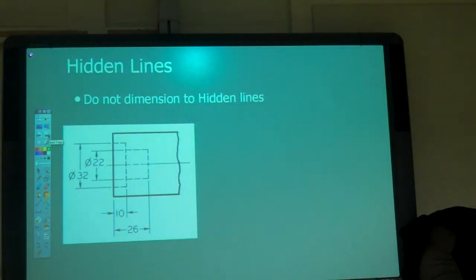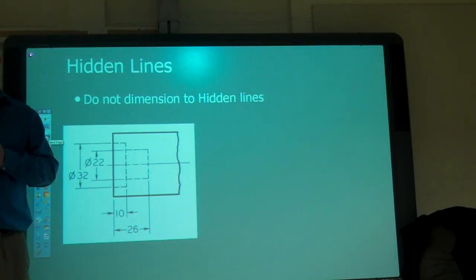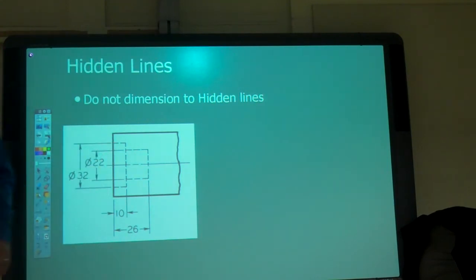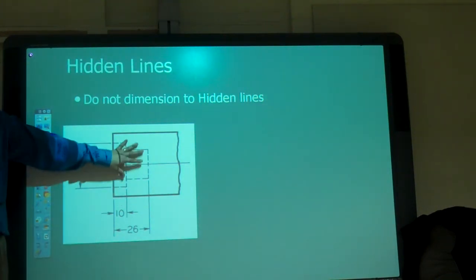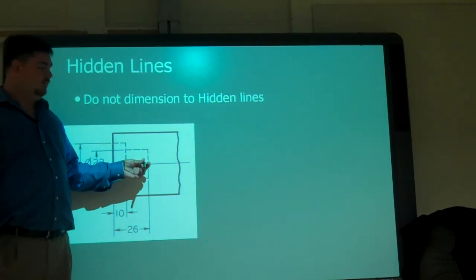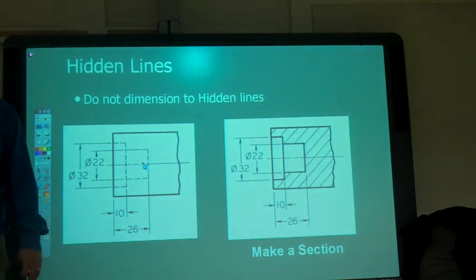So, we don't dimension hidden lines. This is why we do sections. We do sections so we don't have to dimension hidden lines. If I wanted to keep these same dimensions on the same view, what would I do? Make a section. What kind of section? It depends on what you're doing. If I want to keep this exact like it is, but make it a section, what would I do? Make it a half section. Make it a breakout. I could do it as a half section if I had the other view also. But here, I can just do it broken out, right?